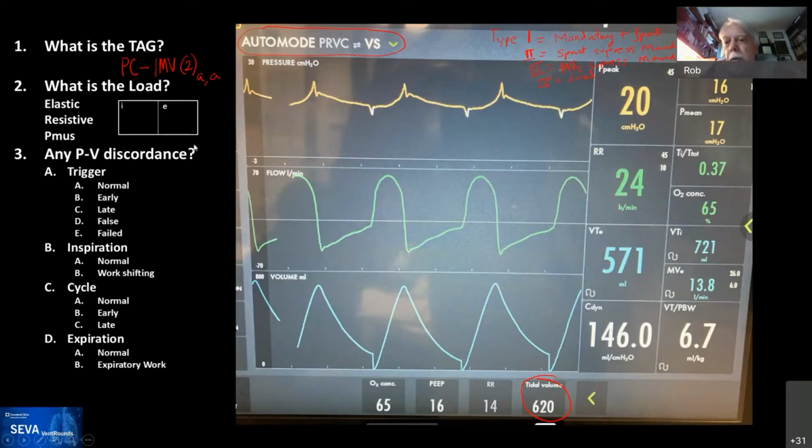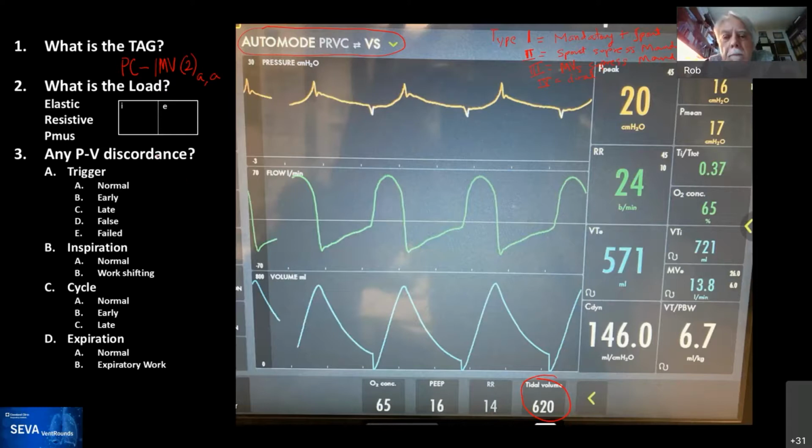But for type 4, it switches from a mandatory to a spontaneous breath whenever the patient, basically you can think of it as their neural inspiratory time is longer than the set inspiratory time. So the ventilator can't shut off because it's already in pressure control, and when it goes into pressure control and the patient has exceeded the tidal volume setting, then it becomes flow cycled. It just becomes a pressure support breath. It actually says that in the manual.